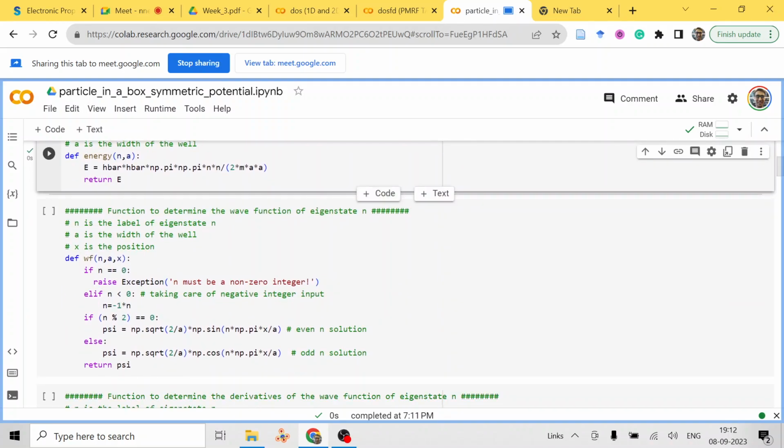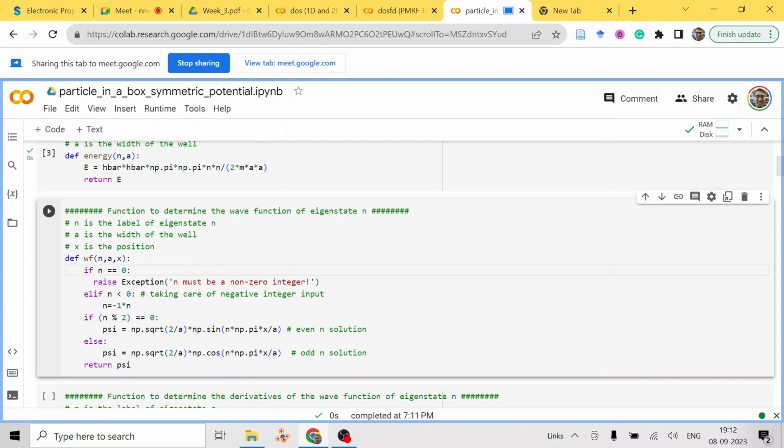Alright, then first we have to determine the wave function. Next is the function where we define our wave function of eigenstate n. This function takes the value of n, whatever our quantum number is, the width a of the wall, and x, the position value. n is the label of eigenstate n, or you can say a quantum number. So it takes these three things.